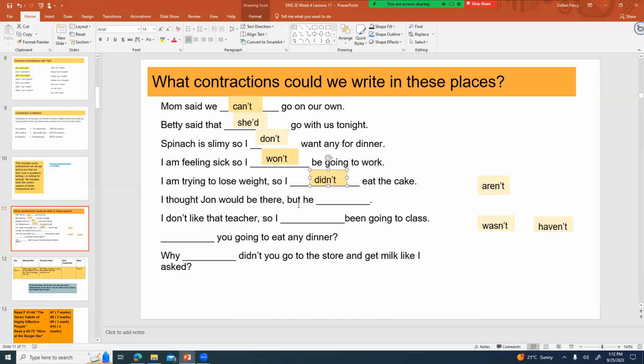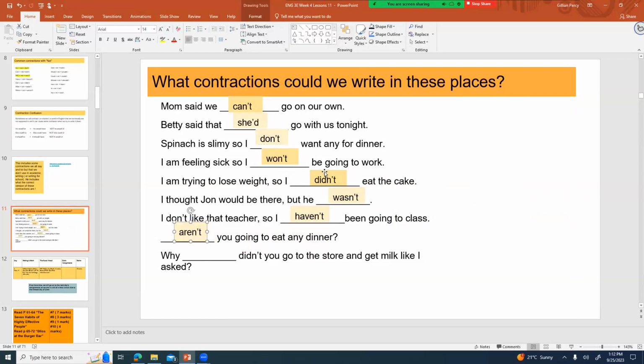I thought John would be there, but I can't say he aren't. I'd have to say he wasn't. I don't like that teacher, so I haven't. Oh, I'm missing one. Haven't been going to class. Oh, this worked both places. Oh no, I know where it is. Aren't you going to eat any dinner?